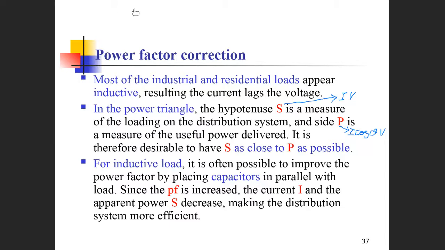What does it mean? In practice, P is the true power to be consumed. Suppose the power to be consumed is the same. If we have a bigger cosine theta, then the current required on the distribution system will be smaller. P is constant, V is constant. If the cosine theta is bigger, I will be smaller. So a smaller I means that the current on the distribution system is smaller.